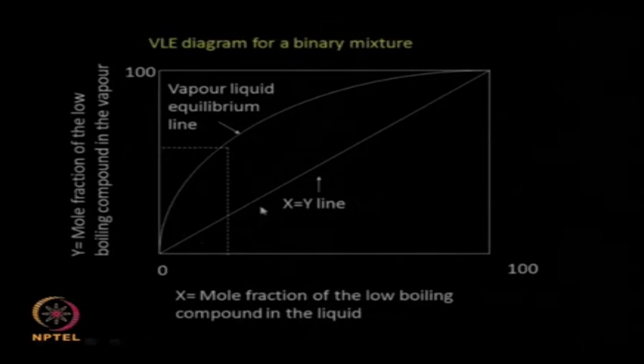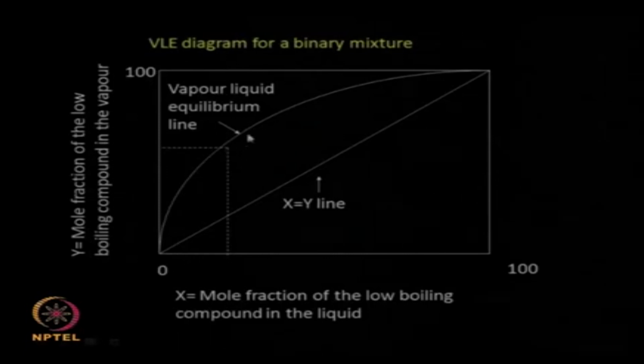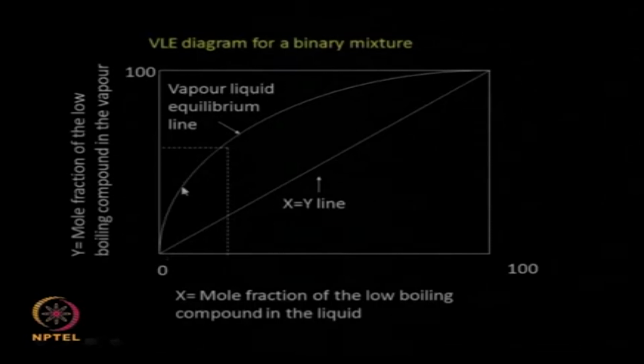Whereas if you have a graph which is very close to this x equal to y line, the amount of low boiling component in the liquid phase or in the vapor phase will be equal. That means that is called a constant boiling mixture. So if they are very close, instead of this graph which is far away from the x equal to y line, then x will become equal to y. That means the concentration of the low boiling component in the liquid phase or in the vapor phase is equal. So that is called a constant boiling mixture.